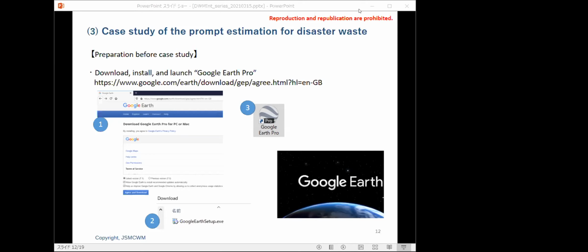Let me proceed to the procedure of using Google Earth. So maybe you can find this page. If you go to this address, and if you finish the download, you can find Google Earth setup.exe, and if you install it, you can find this icon, and just by clicking this icon, you can open Google Earth Pro.